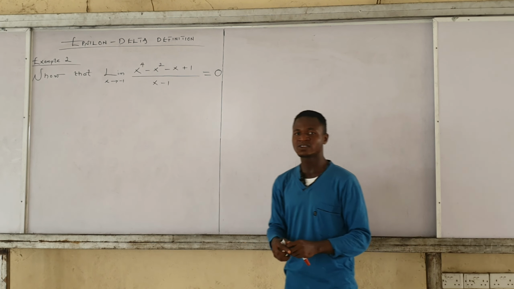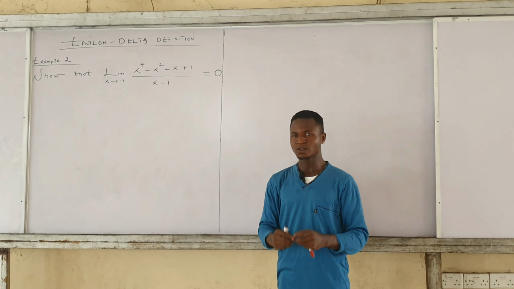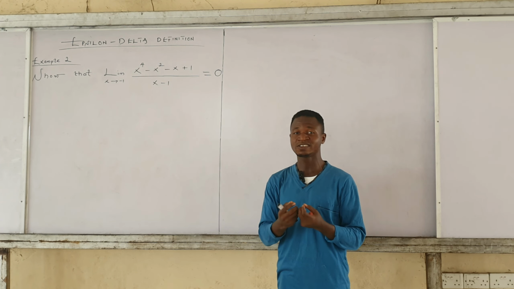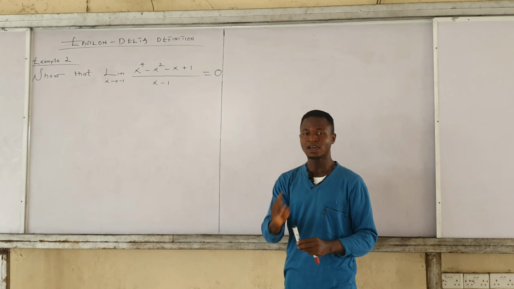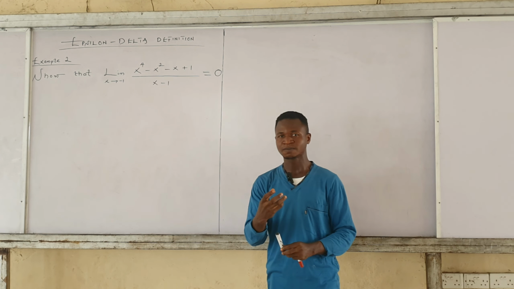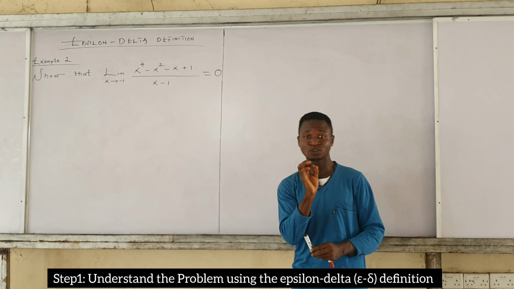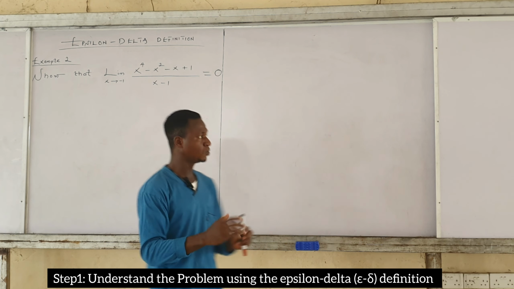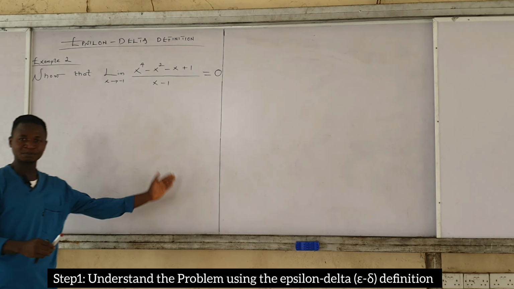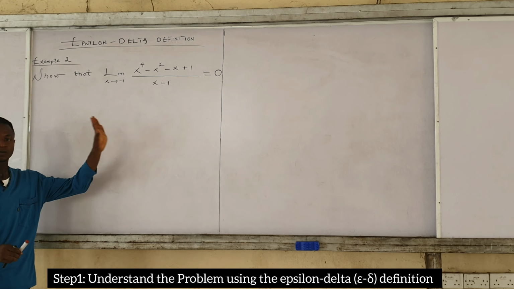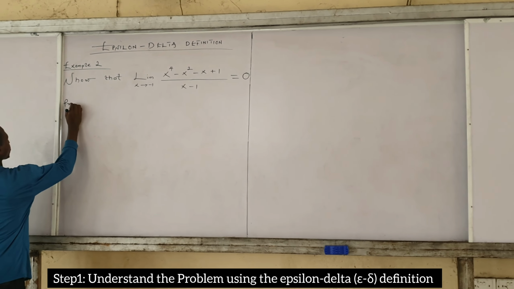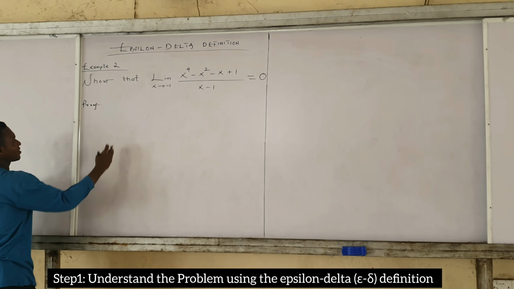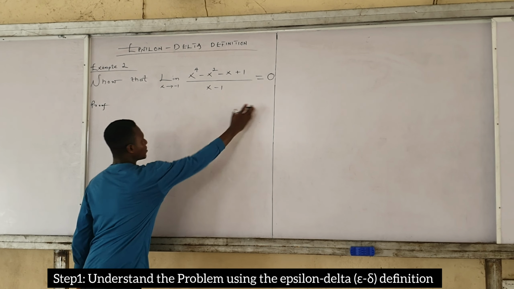So how do we do that? In part 1 of this video, we highlighted some of the steps that are necessary to show that the limit of a function exists. And one of those is to establish the problem, or to understand the problem. So before we do that, we are going to be bringing out the parameters of this particular question. So let us carry out the proof now. Proof. We have to prove that the limit of this function is equal to 0.